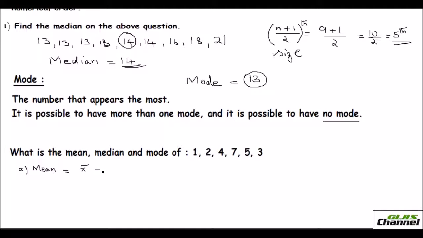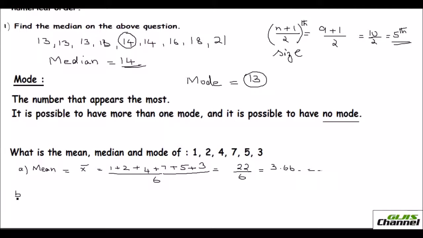X bar is equal to 1 plus 2 plus 4 plus 7 plus 5 plus 3, okay? Divided by, you have 6 numbers here. So this is equal to 22 over 6, okay? When I added, I got 22 over 6. So my mean is equal to 3.6666. Likewise it goes, okay?